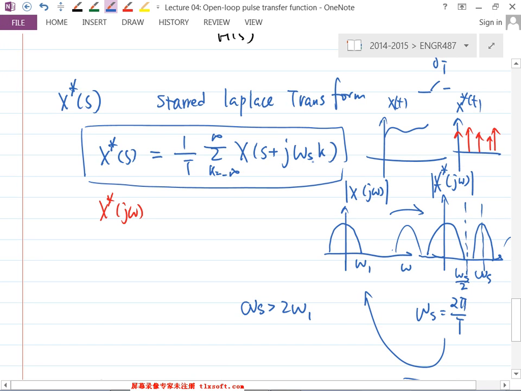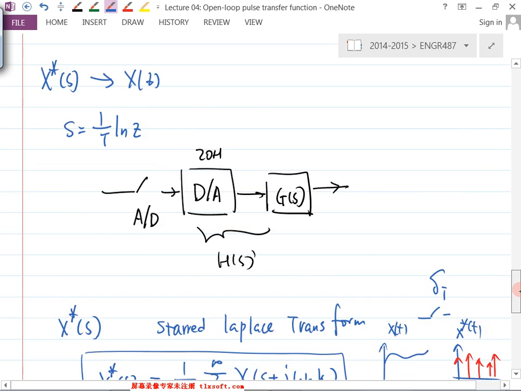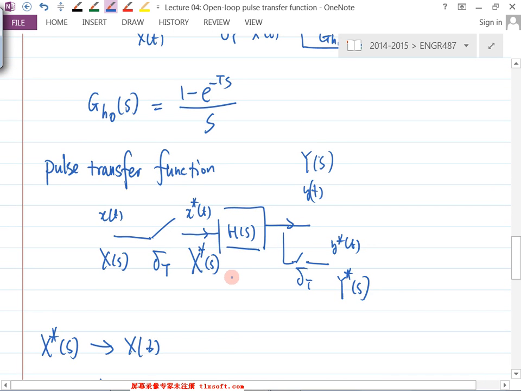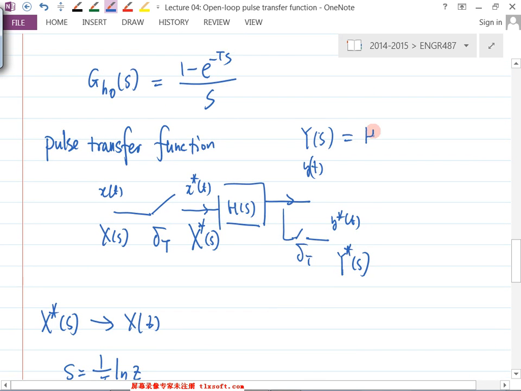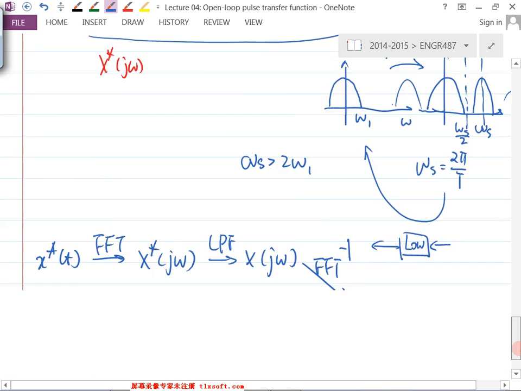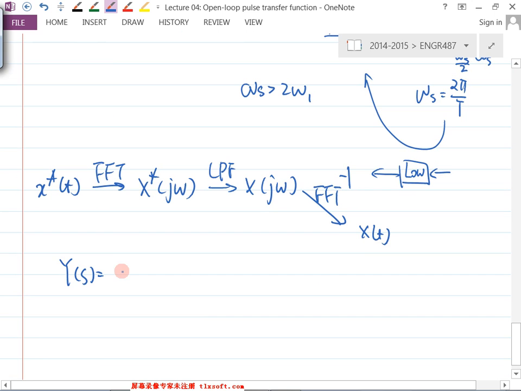Okay, so let's come back to this diagram. Purely based on the diagram, look at this one here. What is the value of y of s? Y of a small s equals what? It equals this block times the input, right? So h of s times x star of s. So y of s equals h of s times x star of s.